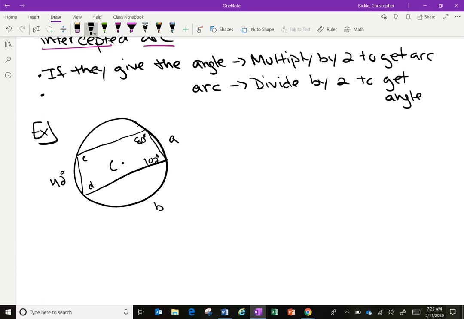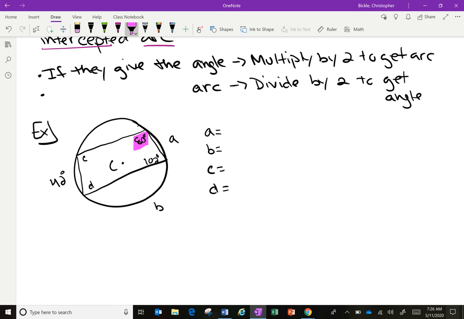These are going to be related to inscribed angles some way, okay? So we're going to find A, we're going to find B, we're going to find C, and we're going to find D. I think the easiest way to go about this would be to start with the information given, and let's see what we can do with it, okay?